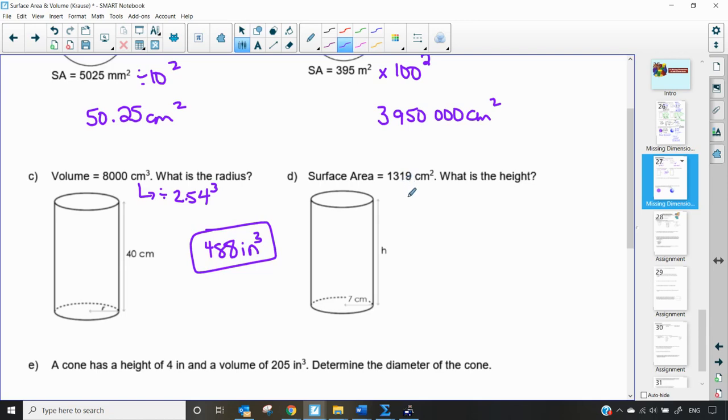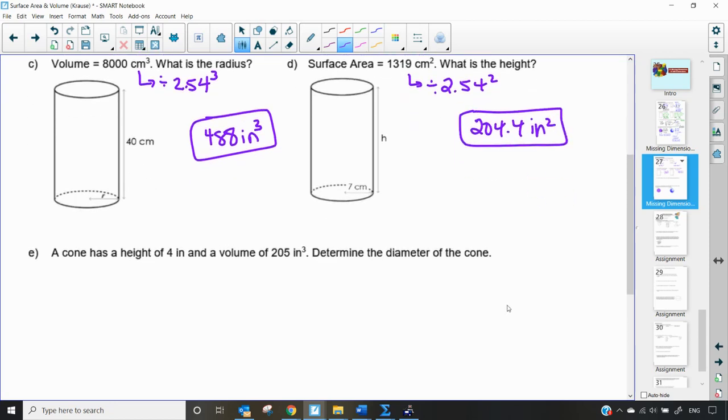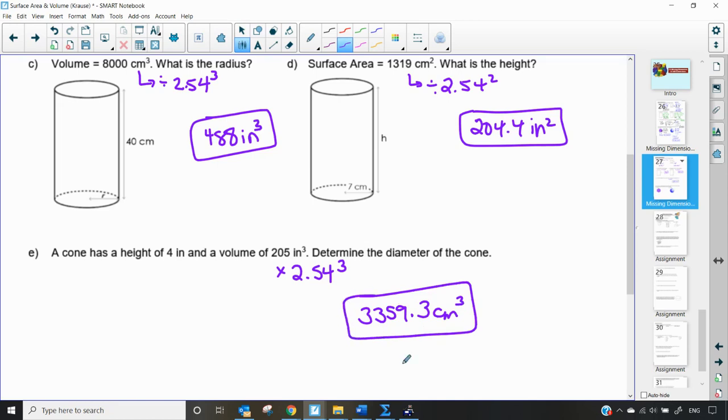If I wanted to go from centimeters to inches, again, I would divide, but I'm going from centimeters squared to inches squared, so I'm going to divide by 2.54 squared, and that's going to give me 204.4 inches squared. And one last one, if I was going from inches cubed to centimeters cubed, we're going to multiply by 2.54 to go from inches to centimeters, but we're going from inches cubed to centimeters cubed, so we're going to multiply by 2.54 cubed, and that's going to give us 3,359.3 centimeters cubed.